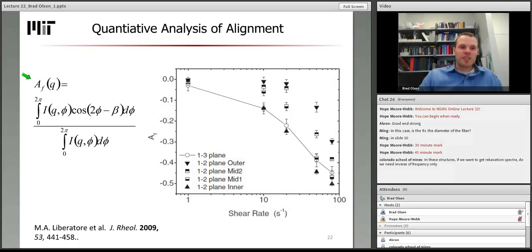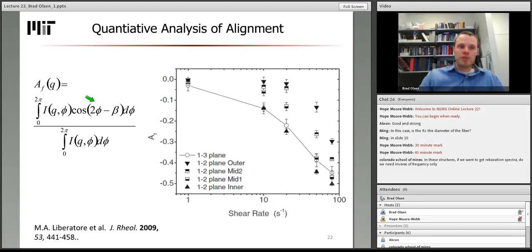So the quantitative analysis of alignment performed by the authors essentially performed an angular average of the scattering intensity, so I of Q and phi, and they use cosine of 2 phi minus beta. So beta is essentially the tilt angle off of whatever they define as the zero angle of their axis, so the angle of alignment relative to the flow axis.